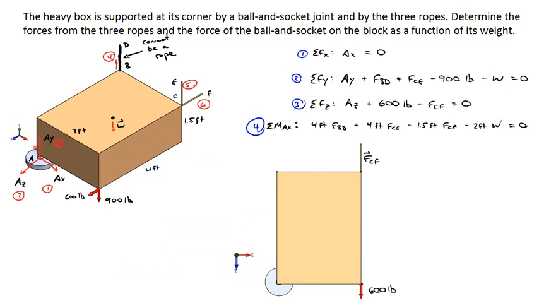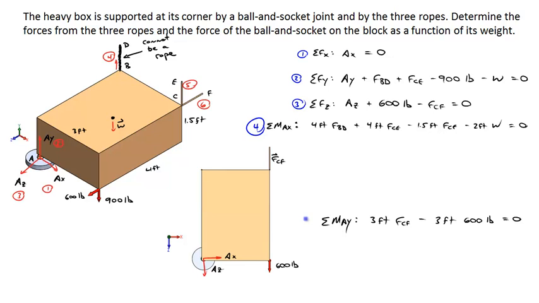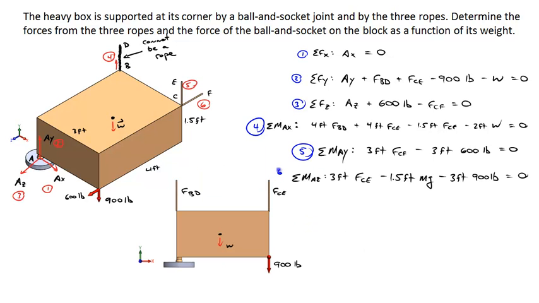If we look straight down on the box with the y-axis coming out, we've got the reaction force AX and the reaction force AZ acting in the positive x and the positive z directions. Our fifth equation, which is the sum of moments in the y direction, is as shown. Counterclockwise moment from FCF with a 3-foot lever arm, and a clockwise moment of 600 pounds also with a 3-foot lever arm. And finally, our sixth equation is the sum of moments about the z-axis.